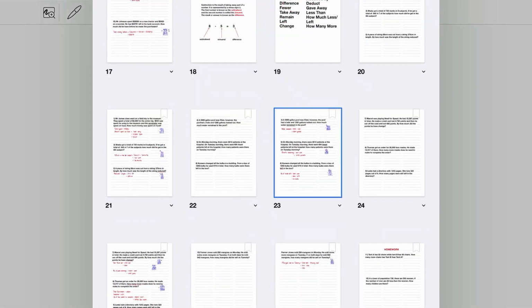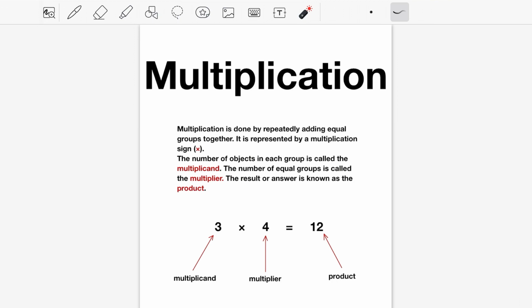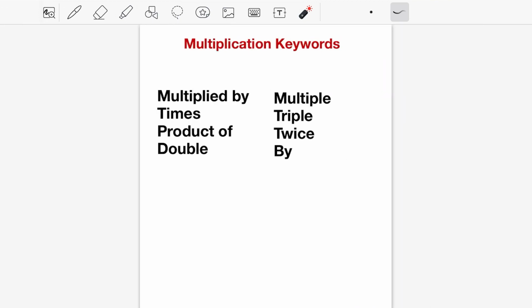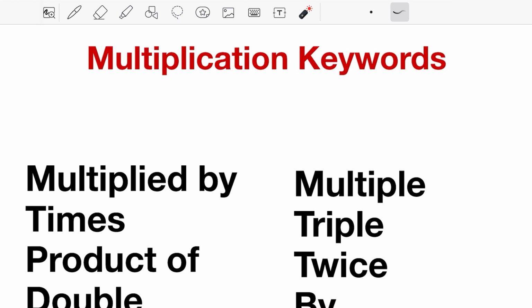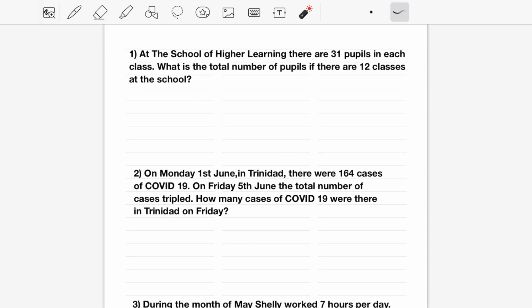Okay, let's go on to the next section, which is multiplication. You can pause the video and take down these notes. Here are some keywords for multiplication: multiplied by, times, product of, double, multiple, triple, twice, and by. You can feel free to try these 3 questions, or you can wait until I do the first one and then you can try the next 2.